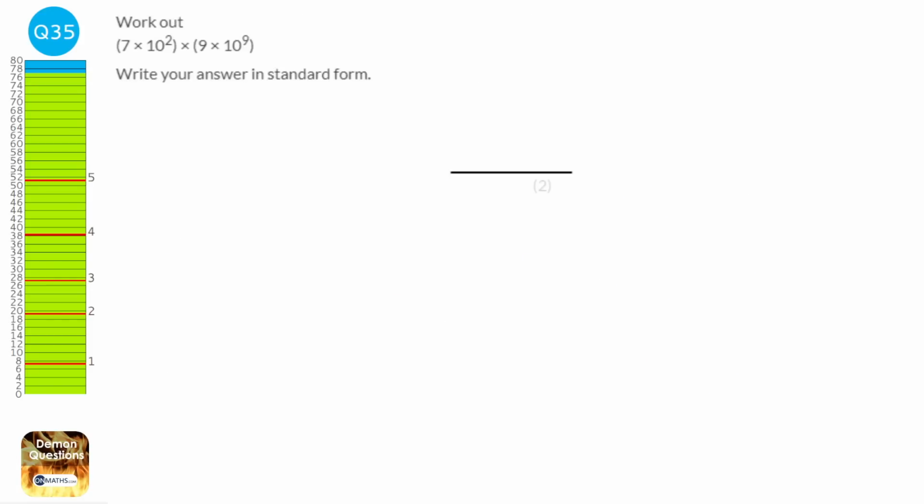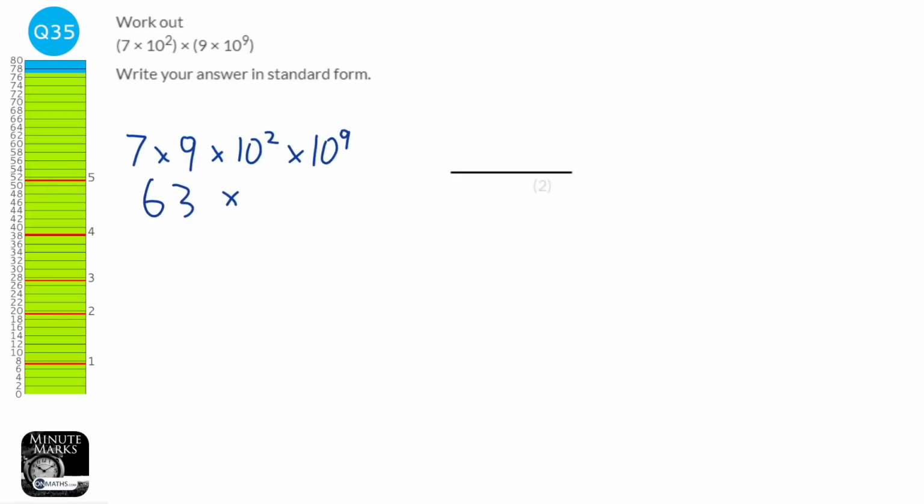When we multiply numbers, it doesn't actually matter which order we multiply them. So I can rewrite this as 7 times 9 times 10 to the power of 2 times 10 to the power of 9. 7 times 9 is 63. And 10 to the power of 2 times 10 to the power of 9, we add the powers, so it'd be 10 to the power of 11.